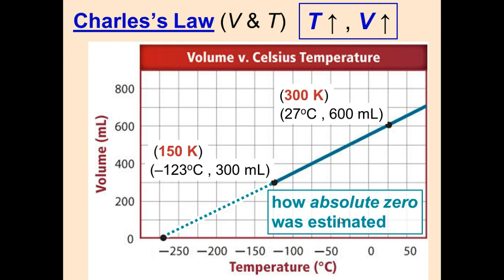So they got a line like this and made a chart, and they just went all the way back until this line gets to zero. And so zero is when the particles stop moving, so absolute zero. And this in fact is pretty accurate. So this is a cool way that Charles' law was used to find absolute zero.